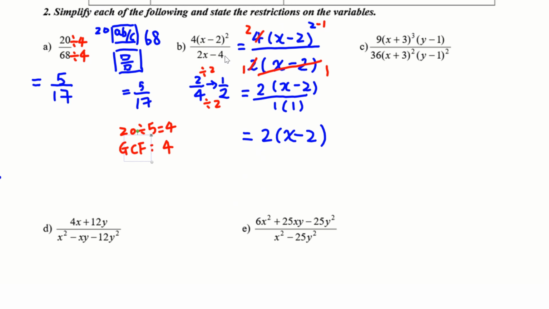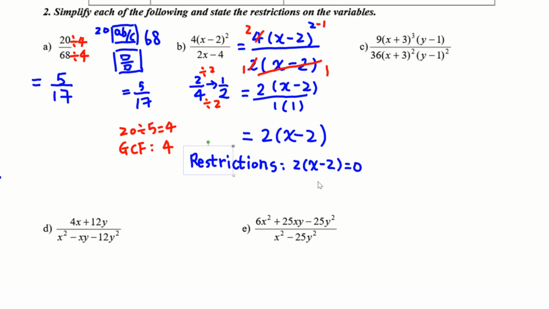So that is a restriction for the variable. The restriction means you need to find out which number makes the denominator equal 0, then you need to avoid it. For the denominator, we could use the factored form. So the denominator is 2 times x minus 2. This couldn't be 0. So how do we find the number that makes it equal to 0? We are going to solve it equal to 0, then get rid of that number.